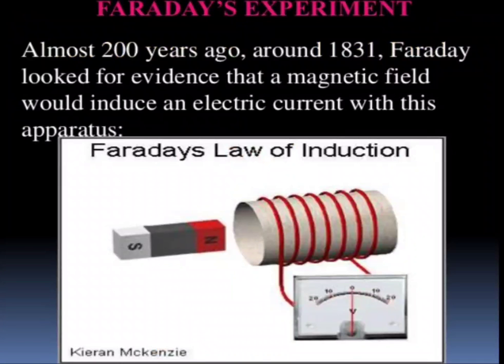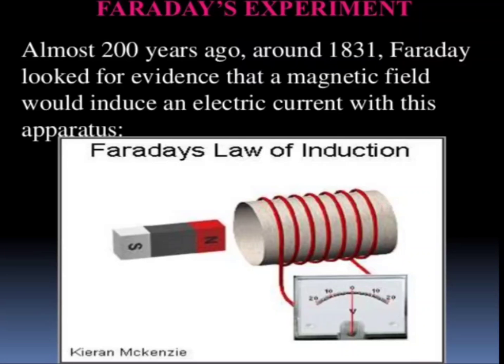Today we discuss an important topic, that is Faraday's law. Before discussing Faraday's law, we have to know the basic definitions of magnetic flux, magnetic flux density, and the relation between magnetic flux and magnetic flux density. That means phi is equal to integral B bar dot dA. Almost 200 years ago, in 1831, Faraday gave the evidence that a magnetic field would induce an electric current with this experiment.